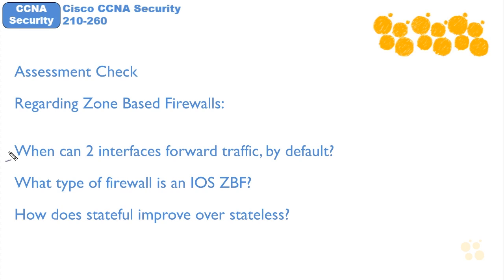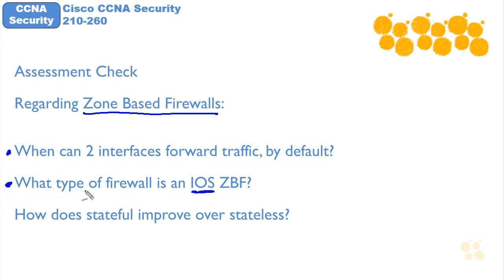All right, question number 1. When can 2 interfaces forward traffic by default within IOS zone-based firewall? And the answer is if those 2 interfaces are in the same zone. The default policy says, please feel free to forward traffic as much as you'd like. There's no restrictions if 2 interfaces are in the exact same zone.